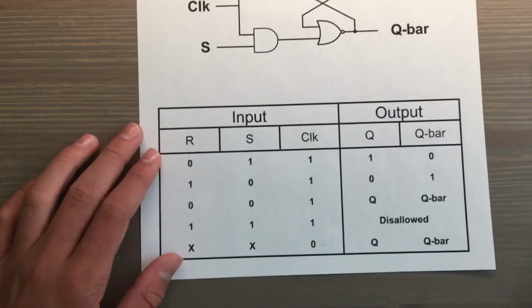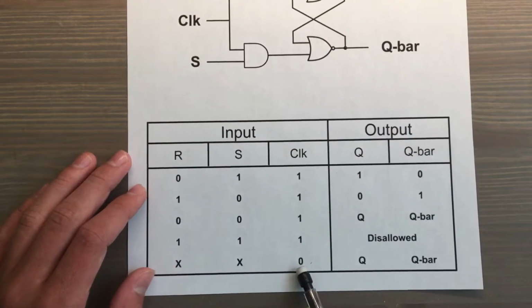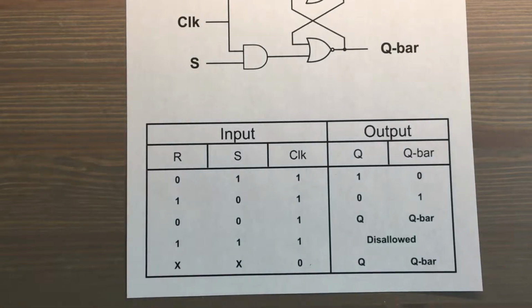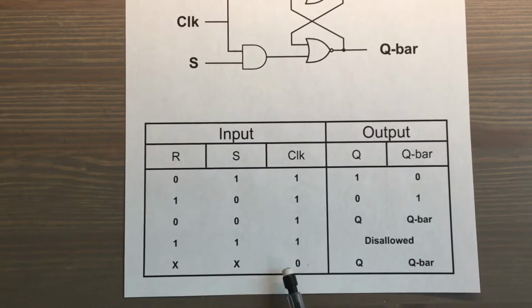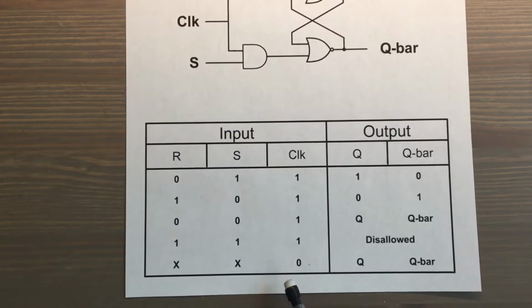However, if we have the clock off, regardless of what the R and S inputs are, the output will just be what it was before we turned it off. And it doesn't matter if we change the R and S inputs at this point, as long as the clock is off, it will just stay the same.